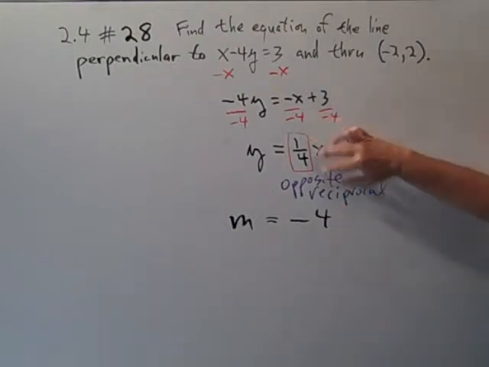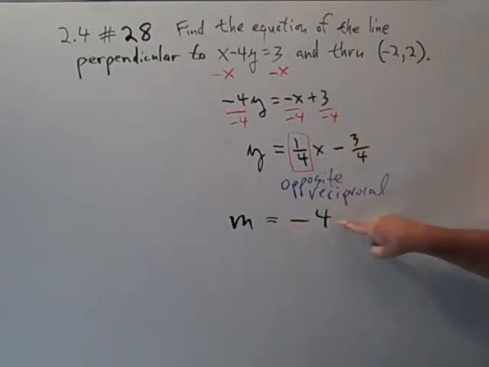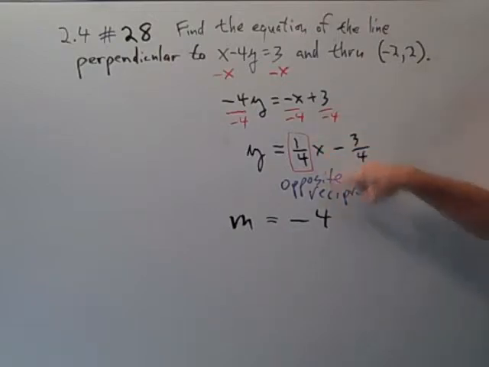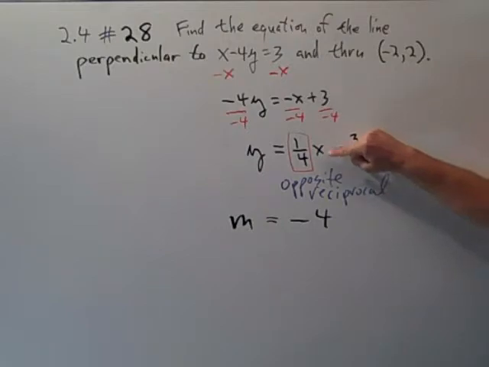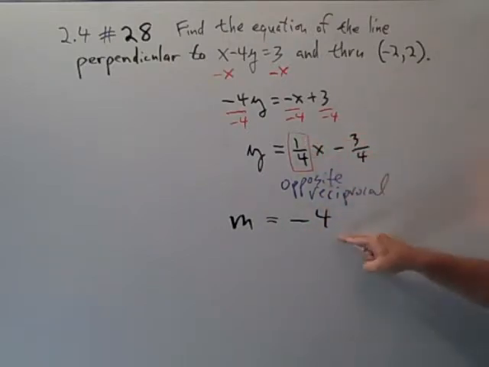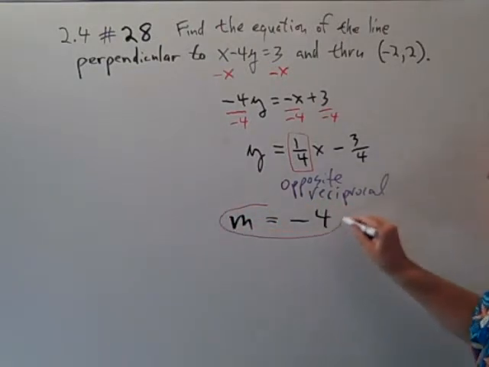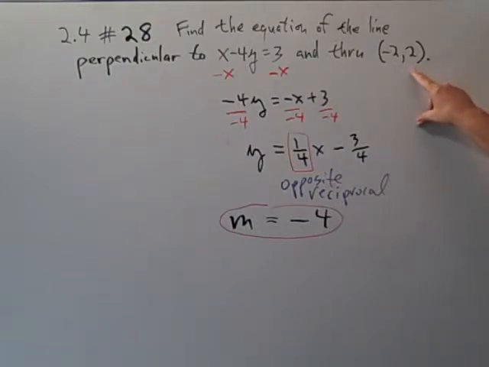Notice that for a line and its perpendicular lines, the product of those slopes is always negative 1. Anyway, the opposite means instead of positive, it's negative. Reciprocal means instead of 1/4, it's 4 divided by 1, which equals 4. So our line has a slope of negative 4, and it also goes through this point.